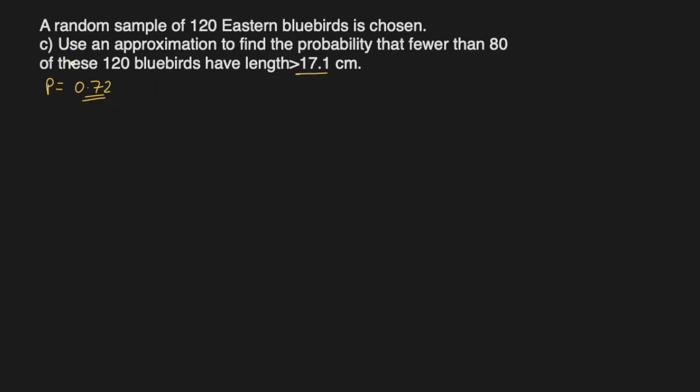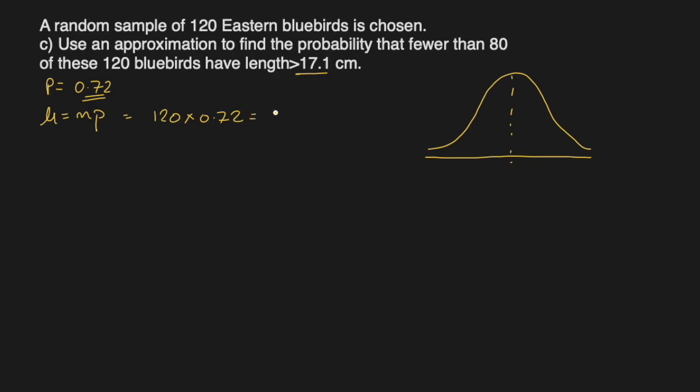All right, okay, so what we want, fewer than 80. So let's do normal approximation again. So first we need a mean, and mean is n times p in normal approximation, which is n is how many, 120 times 0.72 is the probability, so it comes out to be 86.4. Okay, so our mean becomes 86.4, mean number of birds whose length will be greater than 17.1.